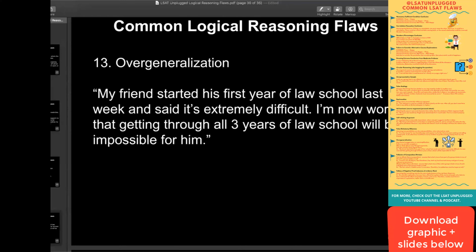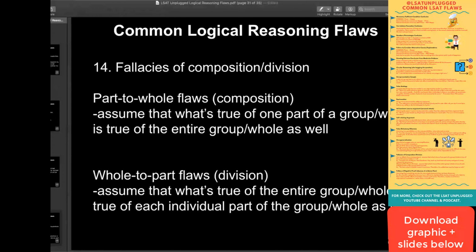And again, part to whole flaws as well as whole to part flaws. We've talked about part to whole flaws quite a bit here, where we're saying what's true of an individual portion is true of the entirety as a whole as well. And then you can break it down the other way and say that what's true of the whole is true of each individual part. So if we say, for example, that cake is sweet, that means that every single ingredient in cake must also be sweet, which may not be true.